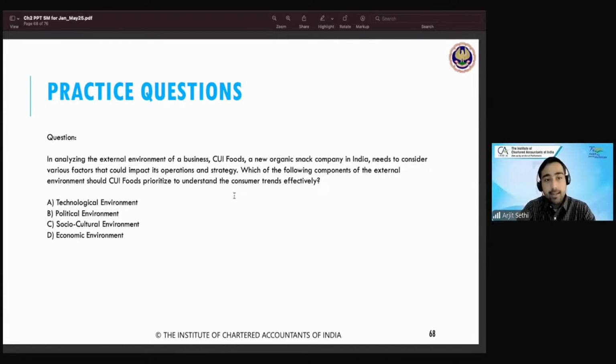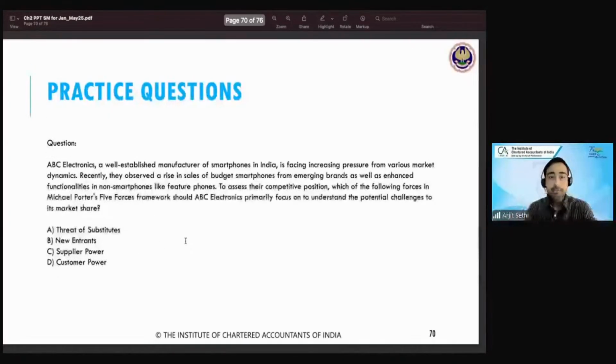The correct answer for question number 1 is C, socio-cultural. Majority of you gave the right answer, and that is true. Option number C. Okay. Next question on your screen. Read the question very carefully and answer.